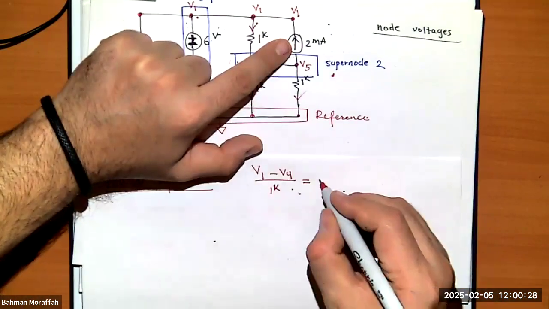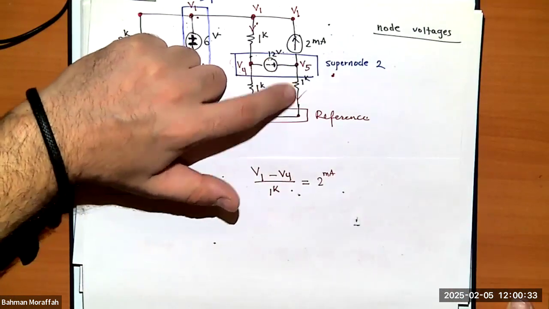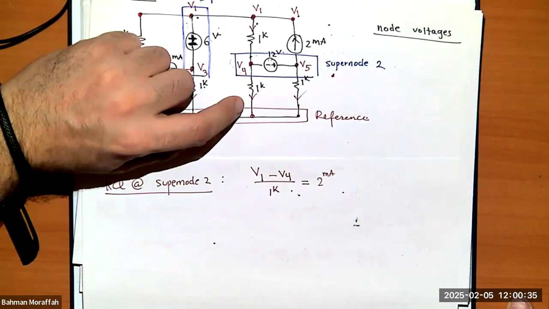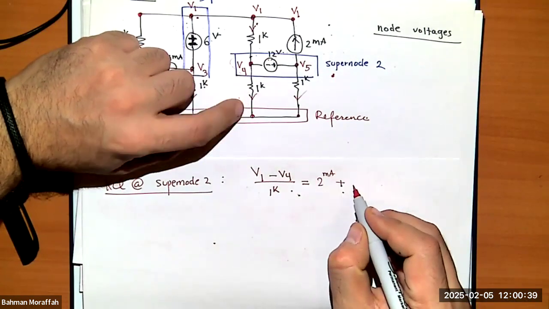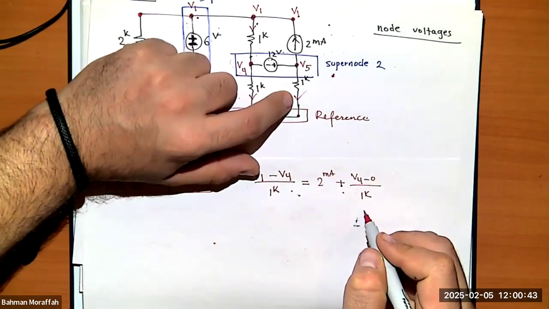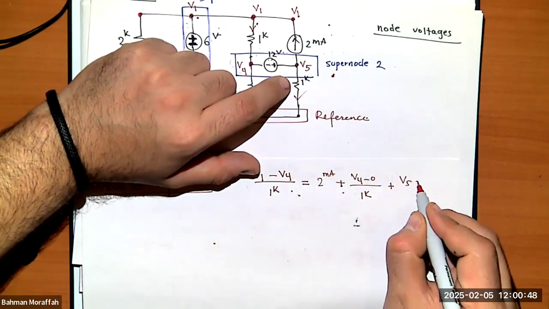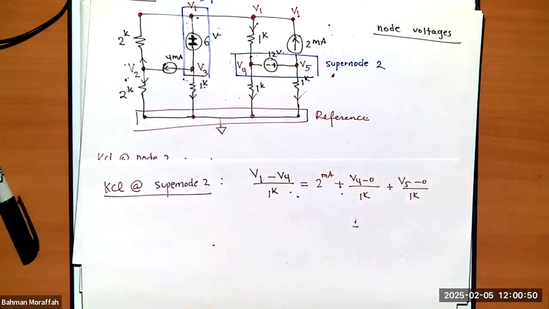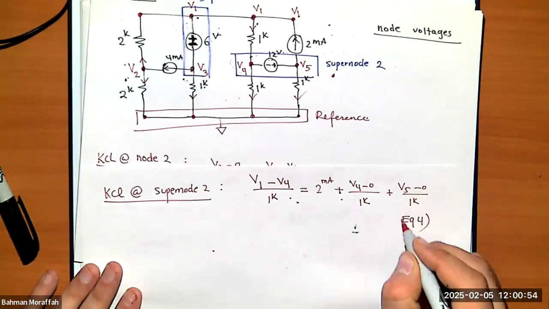First of all, I have this 2 milliamps that's going out. I assume this one is going out, and this one is going out. What is current here? It's V4 minus 0 divided by 1K. What is current here? It's V5 minus 0 divided by 1K. Right? Let's call this equation 4.